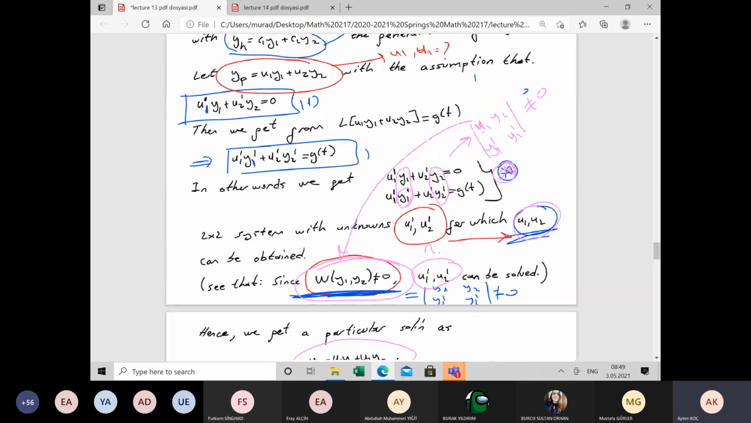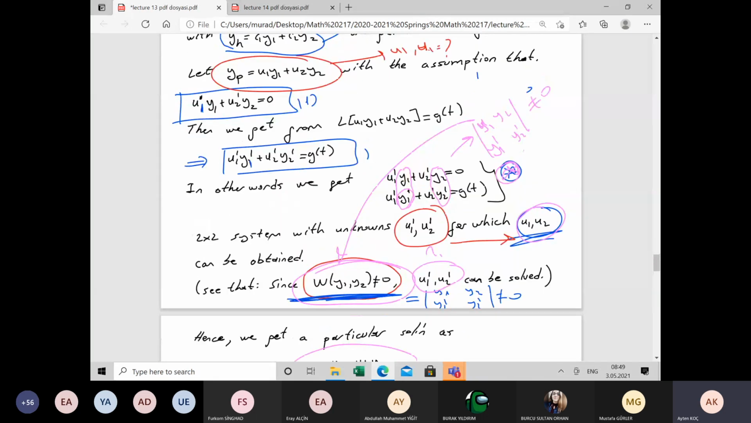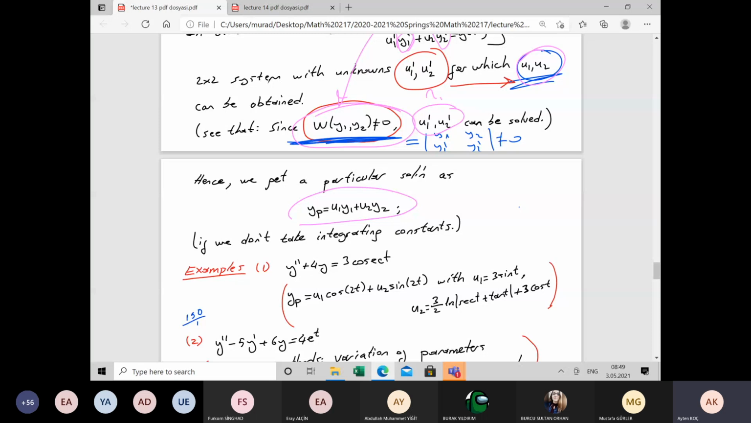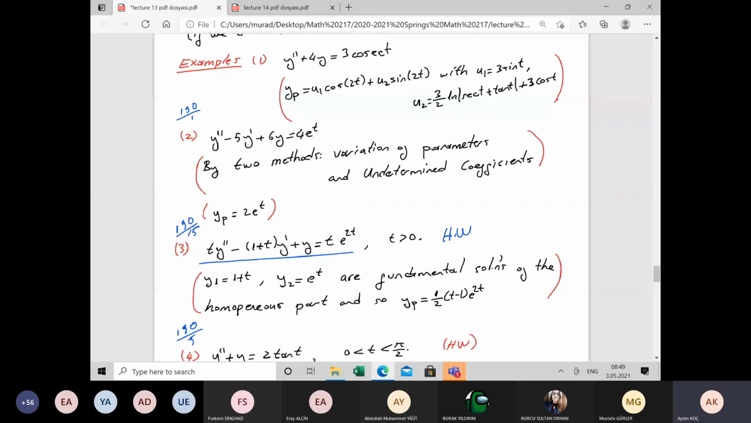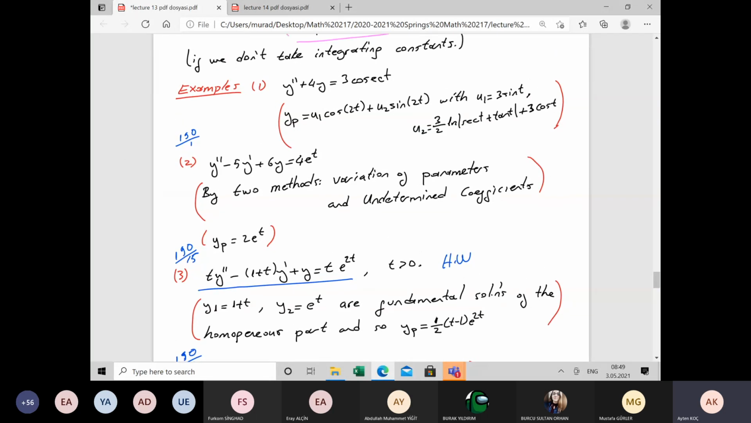To understand this method, let's give an example. It will be better to understand this method. We have some examples from your book. The first one, solve this differential equation: y double prime plus 4y is equal to cosecant t. The right hand side is not zero, so it is non-homogeneous, second order differential equation, and also with constant coefficients.